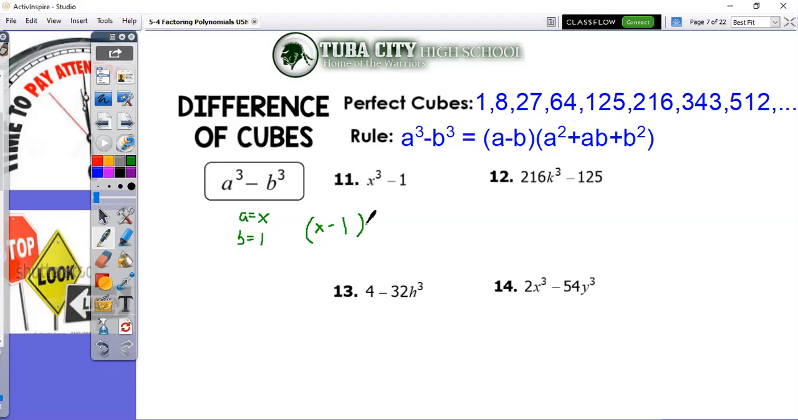All right, and then we have the trinomial portion of this. So A squared, so take A, which is X, square it. And let's see, A times B, so this would be plus X, plus B squared. So B squared is 1, so we end up with something like that. All right, that one was a super easy one.